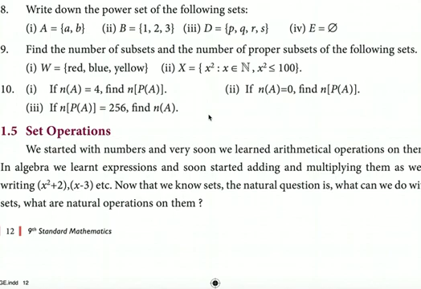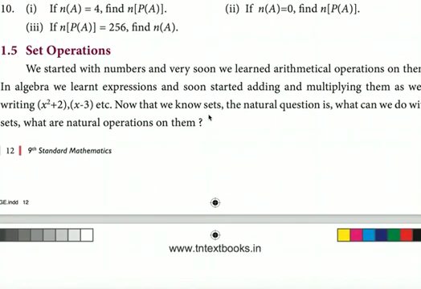If n of A equal to 4, find n of P of A. 2 power 4, 16. If n of A equals 0, find n of P of A. 2 power 0, 1. If n of P of A is 256, find n of A. 256 means 16, 16 16s are 256, right? Right, 16.